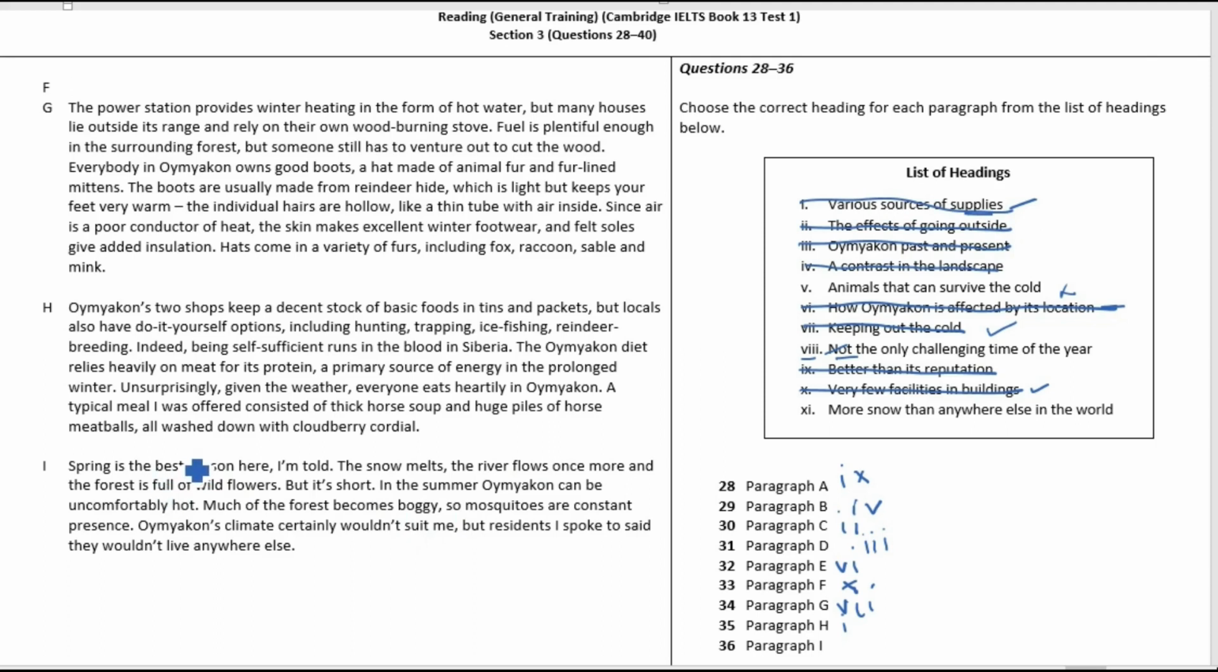Talking about this one, spring is the best season here. The snow melts, river flows, it's short. The summer can be uncomfortably hot. Forest becomes boggy, mosquitoes. The climate certainly wouldn't suit me, but the residents said they wouldn't live anywhere else in the world. This is certainly a tough one. Because out of the 3 options that we have, the only one that makes even a little sense is the 8th one, not the only challenging time of the year.